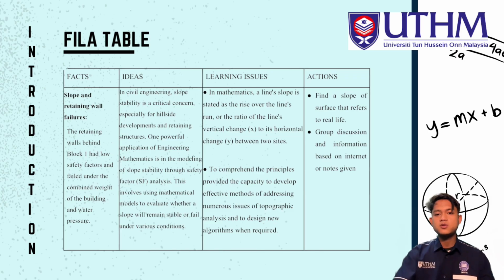Then the learning issue column. In mathematics, slope of a line is defined as the rise over run, or the change in y over the change in x. To better understand slope of surface, we need to explore topographic analysis, slope equation, and how to model slope behavior in practical application. Finally, the action column. We decide to first find real-life examples of slope of surface. Second, conduct group discussion, and the last, use notes and online search to gather more information and support our analysis.